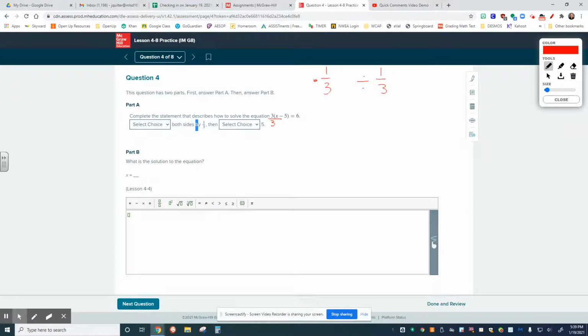So what is the solution for this? Well, 3 times x minus 5 equals 6. When I divide by 3, it's the exact same thing as multiplying by 1/3. 1/3 of 3 is 1, and 1 times x minus 5 is equal to 1/3 of 6, which is 2, which gives us x minus 5 is equal to 2, and I'm going to leave you to solve the rest of that. This is a little bit of review going back to number 4.